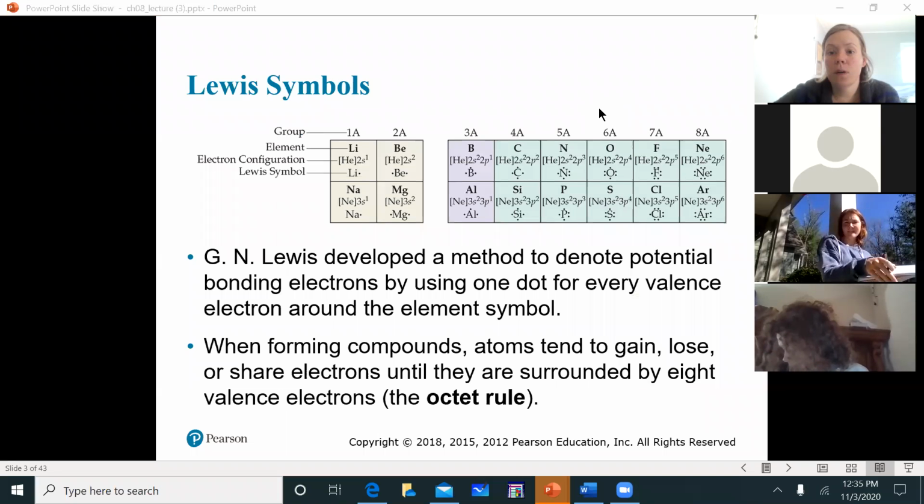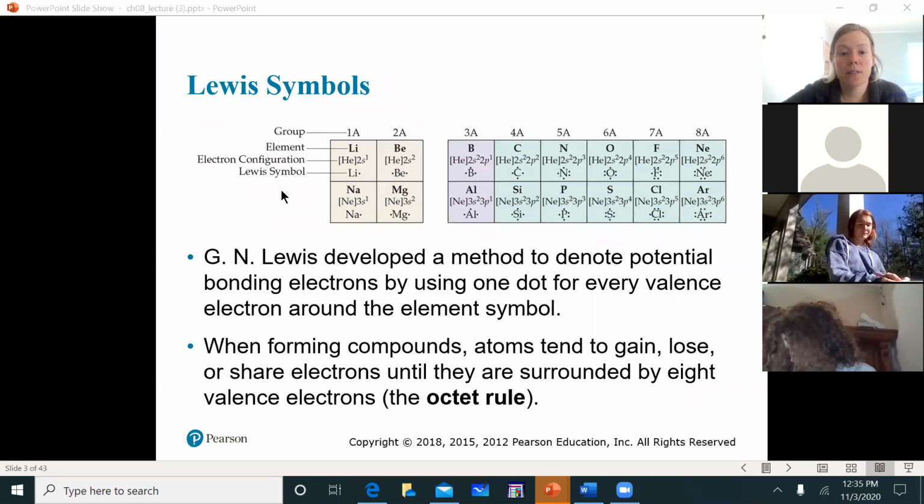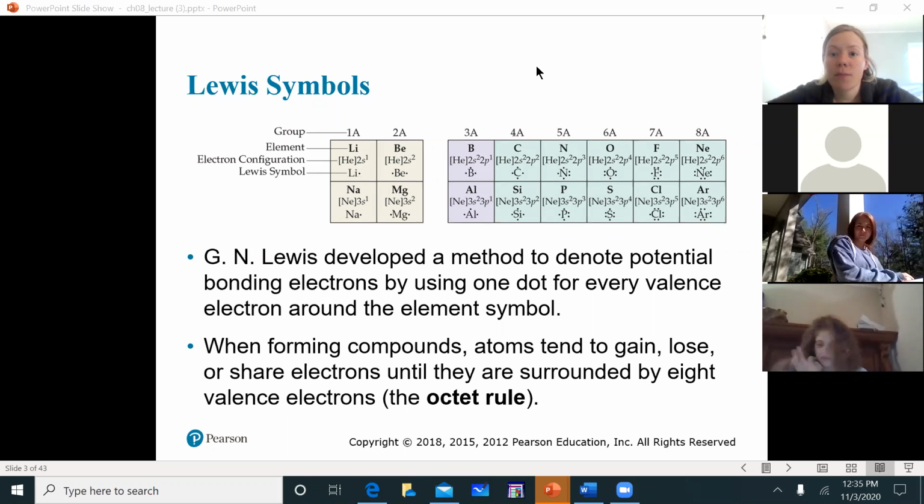So I do want us to look at a Lewis dot structure. This is a way to denote elements with their bonding electrons. And when I say bonding, I mean potential bonding electrons. So when I'm talking about this, I mean that I'm looking at which electrons are actually going to be involved in making a compound.